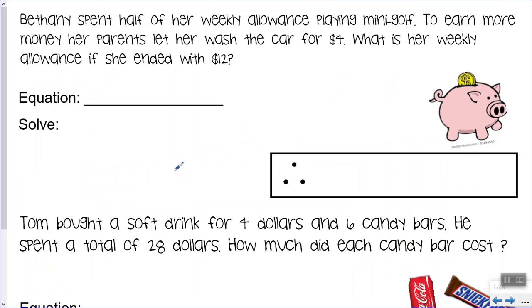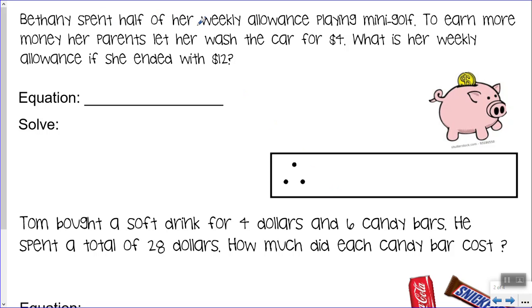All right. For our next question, Bethany spent half of her weekly allowance playing mini golf. To earn more money, her parents let her wash the car for $4. We want to know what is her weekly allowance if she ended with $12. Go ahead and pause the video and see if you can write the equation for this problem.